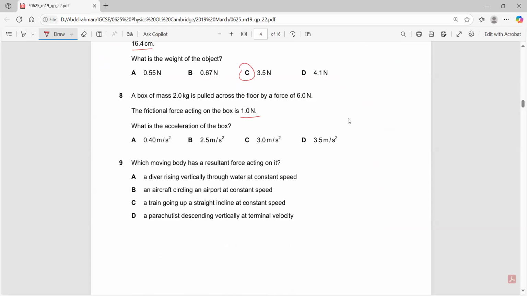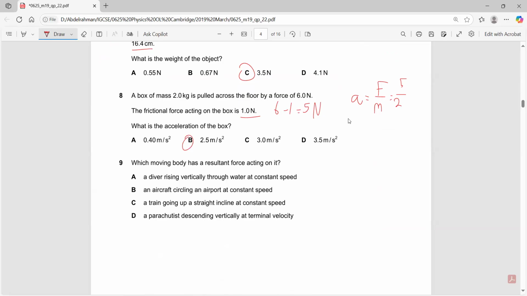Can I find the acceleration? Yes. Force equals ma. What is the resultant force on the box? The resultant force is not 6 and it's not 1. It's 6 minus 1, which is 5. This is the resultant force acting on the box. So acceleration would be equal to force over mass. 5 over 2, which is 2.5 meters per second squared.